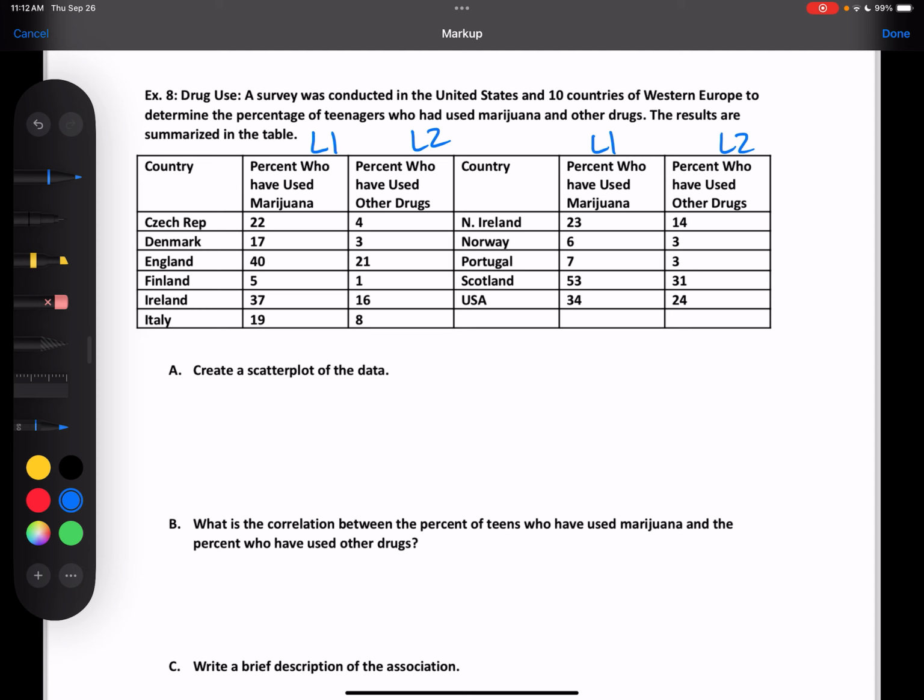All right, so we're going to create a scatter plot of the data. Basically, you're just copying it as it is off of your calculator. But the X list is the percent that have used marijuana.